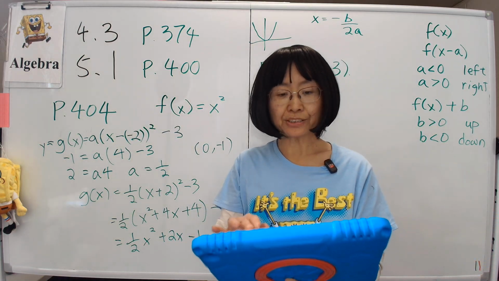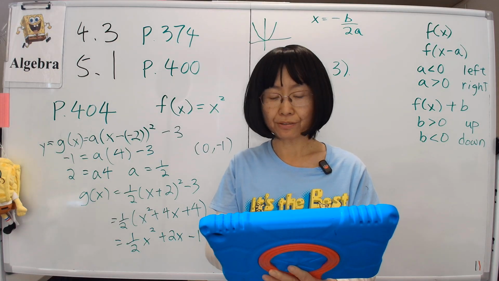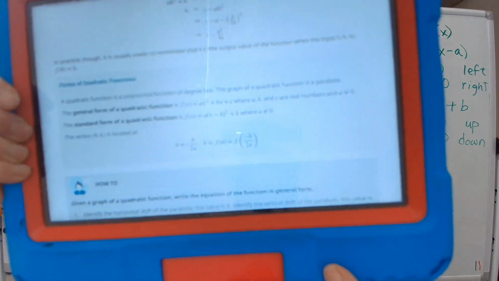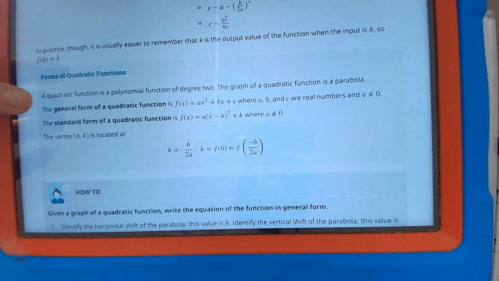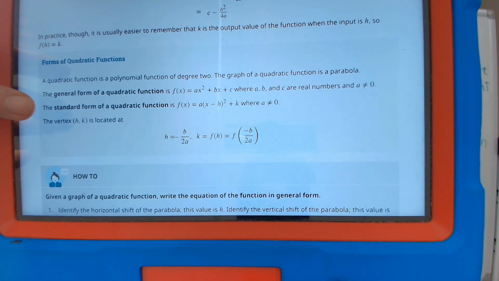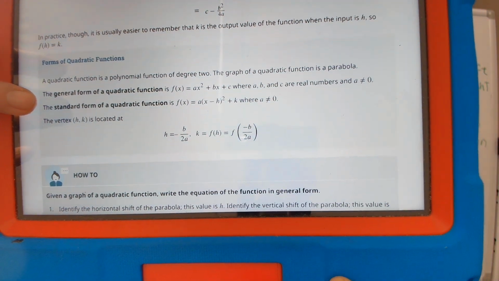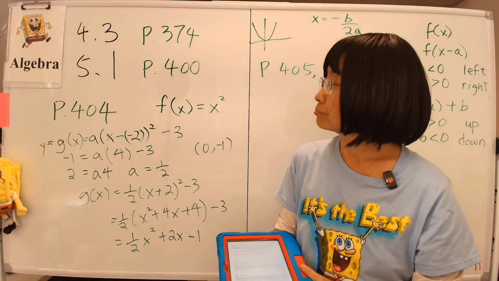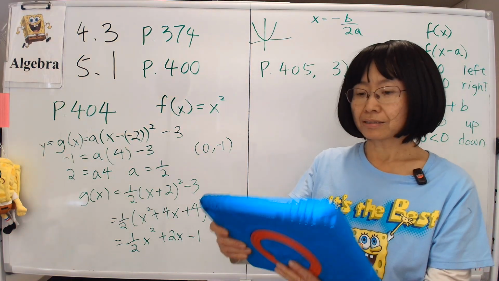Now I should mention before we move on, on page 403, the standard form of a quadratic equation. The general form is just what we've always seen, but the standard form has minus h and plus k in there. The reason is because h and k are the coordinates of the vertex.